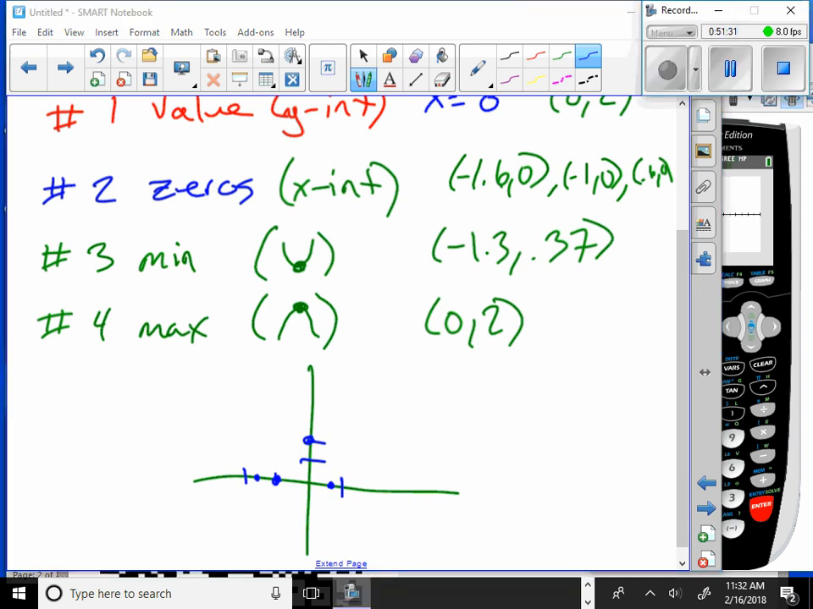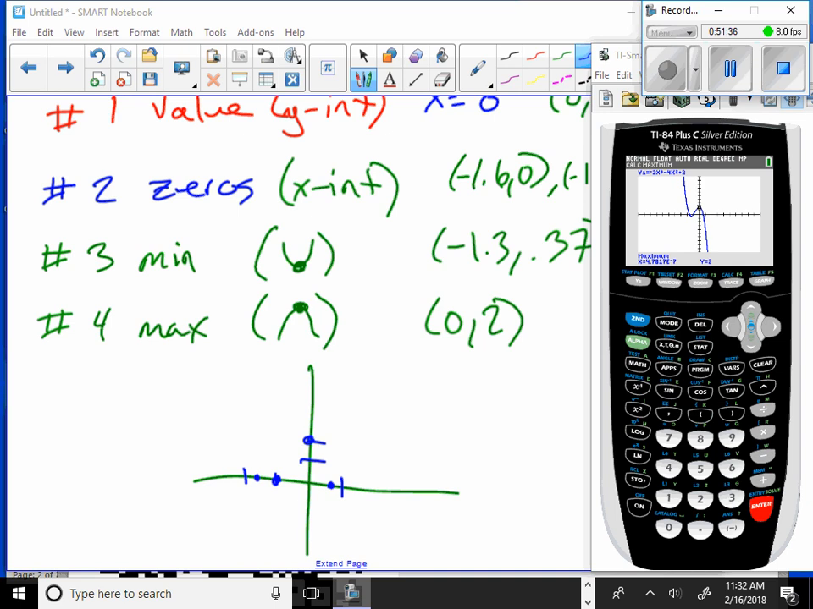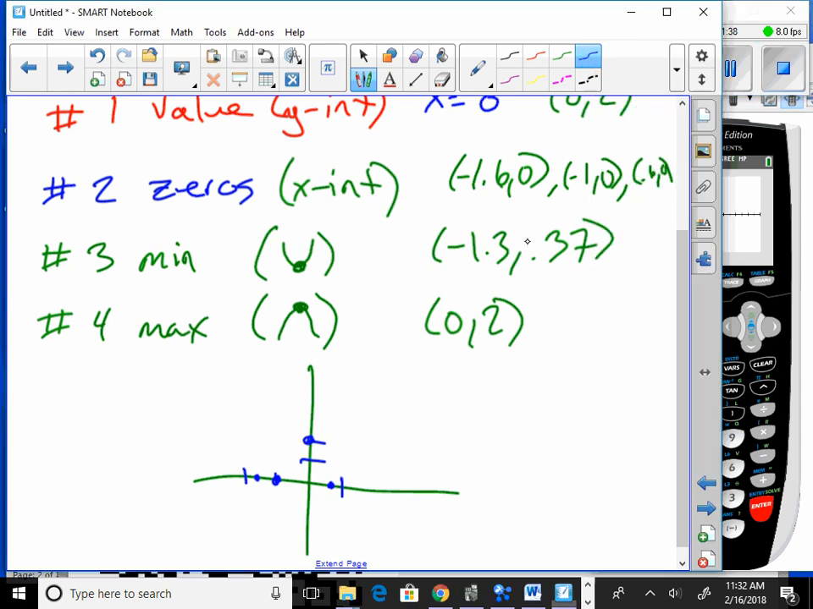The negative 1.3, that's supposed to be negative 0.37. Okay, so negative 0.37 would be down here a little bit. And then 0, 2, which I already had graphed.